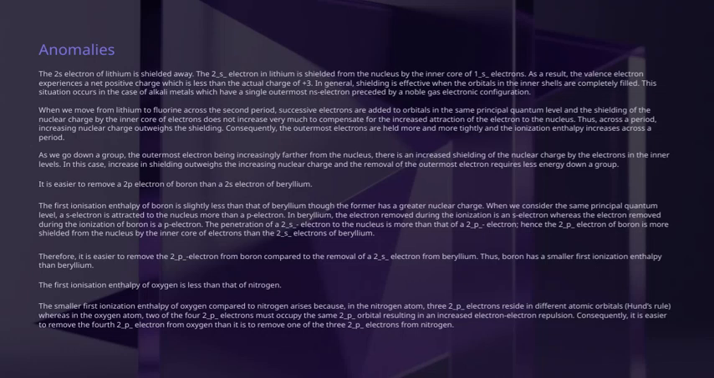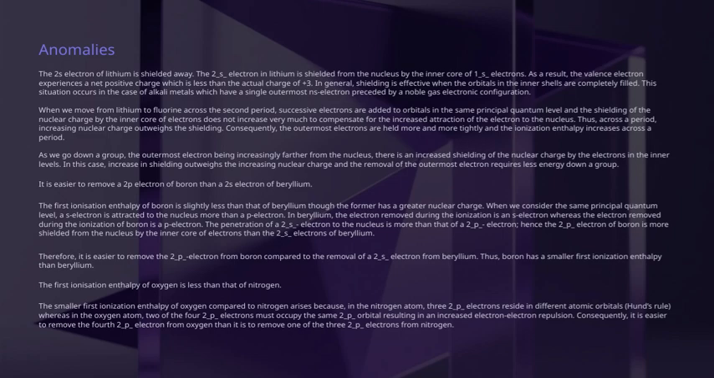Let's start by understanding why oxygen has a smaller first ionization enthalpy compared to nitrogen. The key reason lies in how the electrons are arranged. In nitrogen, the three 2p electrons occupy different atomic orbitals following Hund's rule, which means they are all unpaired and spread out. This makes it a bit more difficult to remove one because they are all equally attracted to the nucleus.